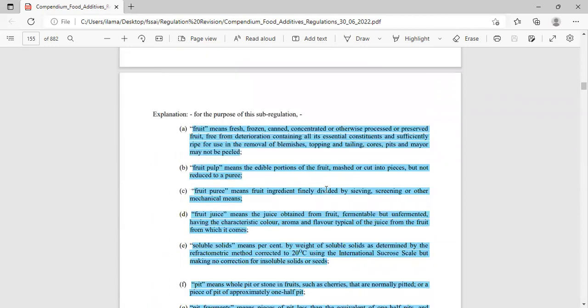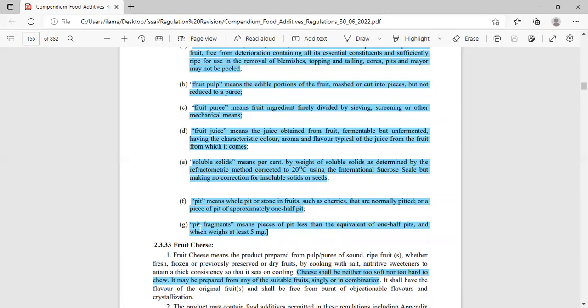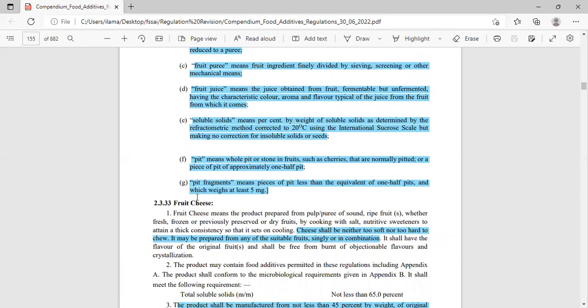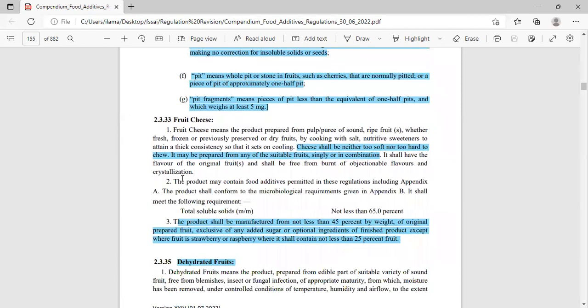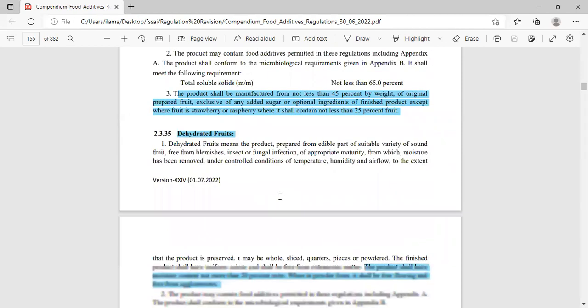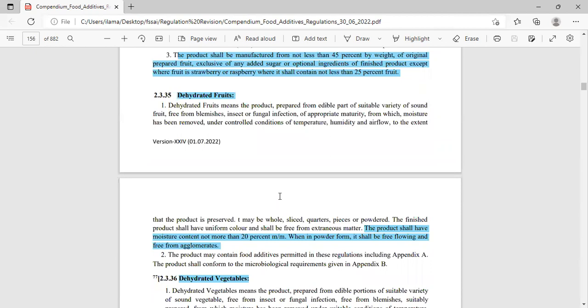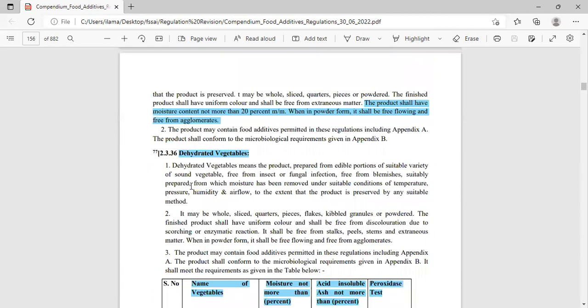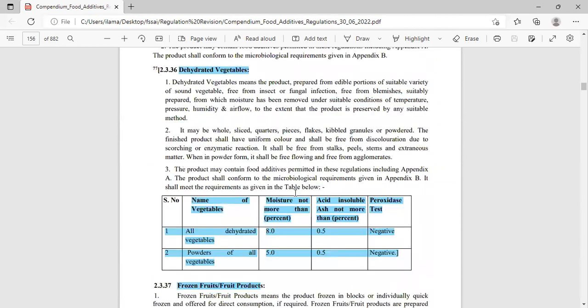And just go through what is puree, what is pulp, what is soluble solids, what is pit. Just go through what is fruit cheese, what is dehydrated fruit. Here the dehydrated fruit should have moisture content not more than 20 percent. When in powder form, it has to be freely flowing and free from any lumps. Just go through what is dehydrated vegetables.